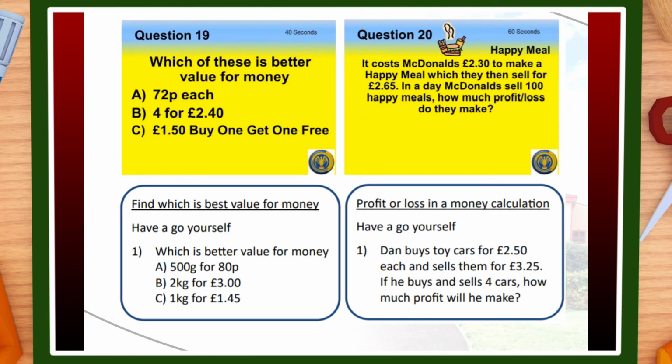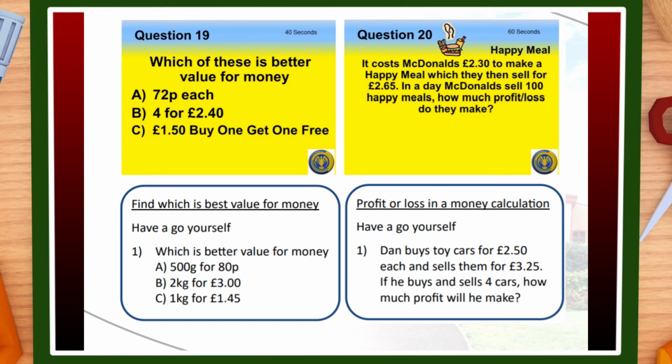And our last two questions, best value for money, question 19, and profit or loss, question 20. So money topics, and can be a little bit tricky, and probably two of the topics on this test that people struggle with the most. So let's have a look at methods we can use to make them a little bit easier.